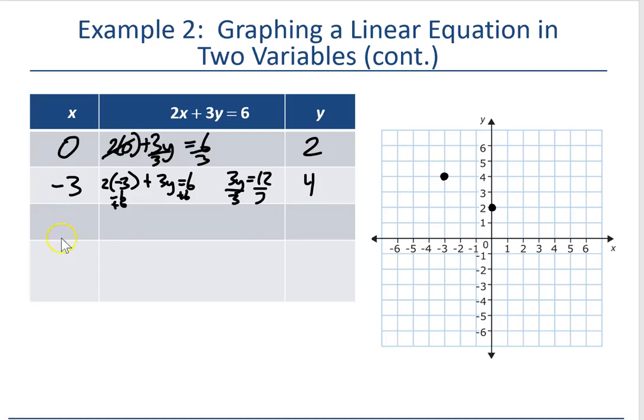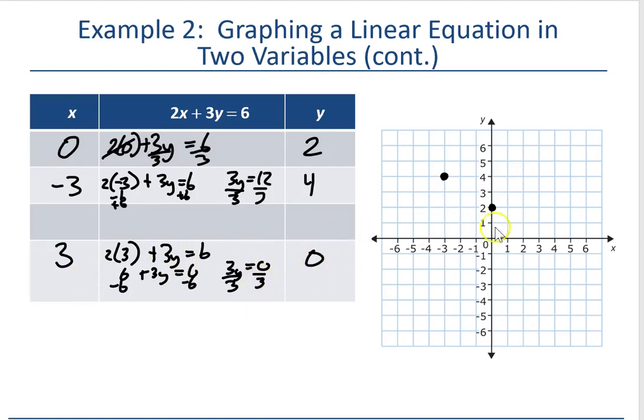Let's go ahead and just do 3. If we do 3, we get 2 times 3 plus 3y is equal to 6. 2 times 3 is 6, plus 3y equals 6. Well, let's just subtract 6, and then we get 3y is equal to 0. Divide off the 3, and notice 0 divided by 3 is 0. So we get the 3 here for the x, so another coordinate point is going to be (3, 0), and there it is right there.